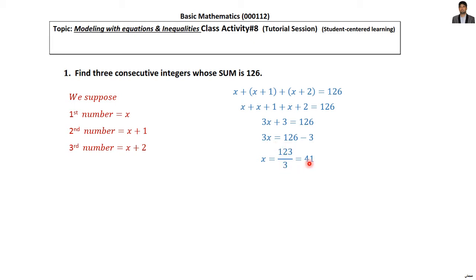So it means our first number is 41. So the next number will be 41 plus 1, 42, and 41 plus 2, 43. So 41, 42, 43 are our numbers.